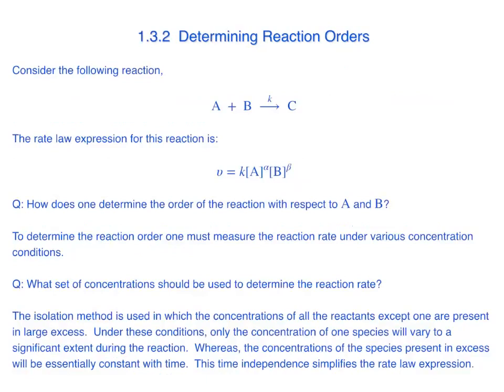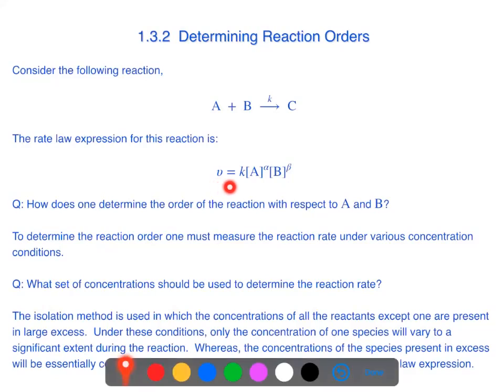In this video, we're going to cover section 1.3.2 on determining reaction orders. Let's consider the following reaction, where we have two reactants A and B giving us a product C with a particular rate constant k. Experimentally, we may find that the rate law expression for this reaction follows this form, where the overall rate of the reaction equals the product of three terms: the rate constant, the concentration of A, and the concentration of B.